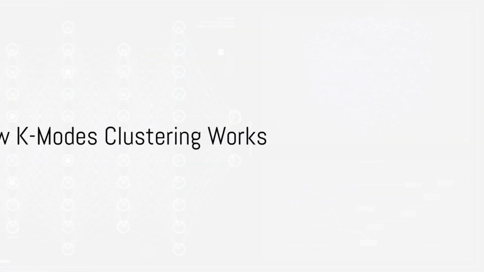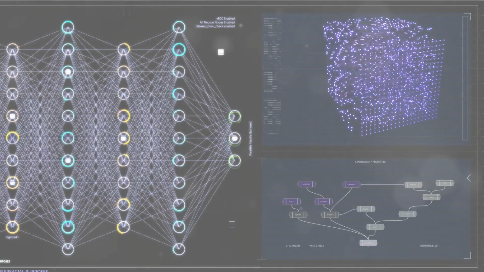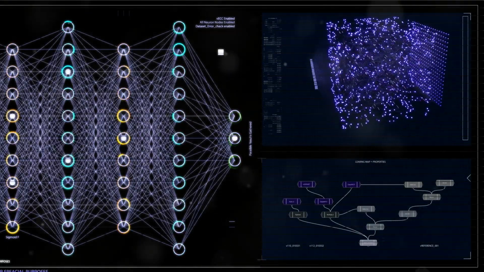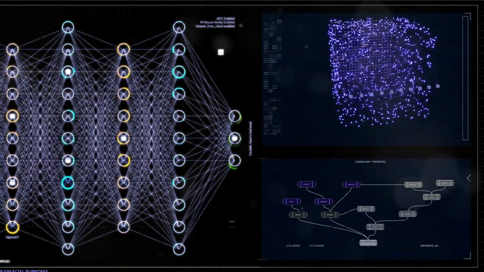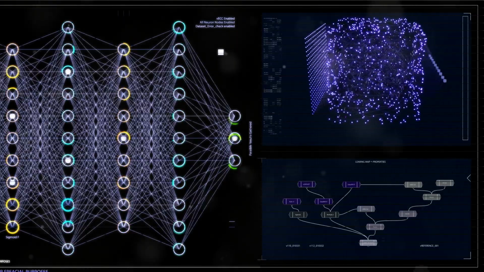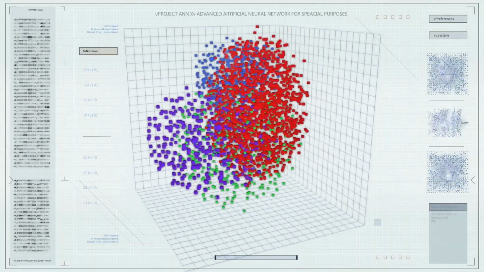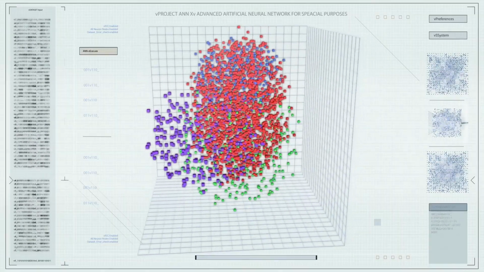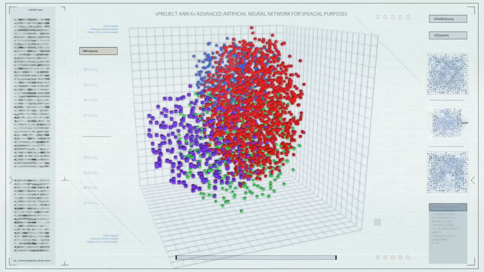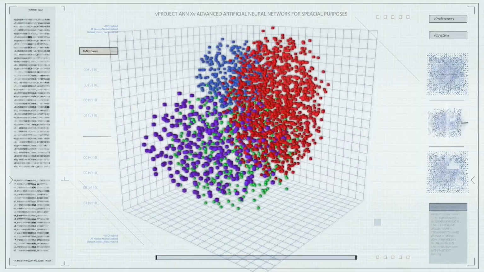K-modes clustering is designed specifically to handle categorical data. Instead of using a centroid, it uses a mode, the most common category in a cluster, to group similar data points. It calculates the similarity between data points based on the number of categories they share. The more categories they share, the more similar they are considered to be. Here comes the interesting part.